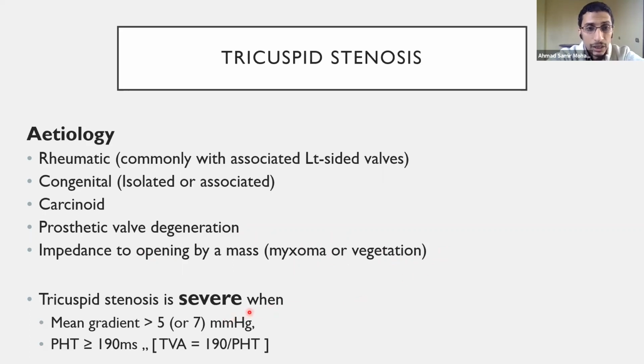Tricuspid stenosis is identified as severe when the mean gradient is more than 5, or in some literature 7 millimeters mercury, and when the pressure half-time is more than 190 milliseconds, because the tricuspid valve area is quantified as 190 over the pressure half-time of the tricuspid jet. And this means that a pressure half-time of more than 190 milliseconds is equivalent to a tricuspid valve area of less than 1 centimeter square.